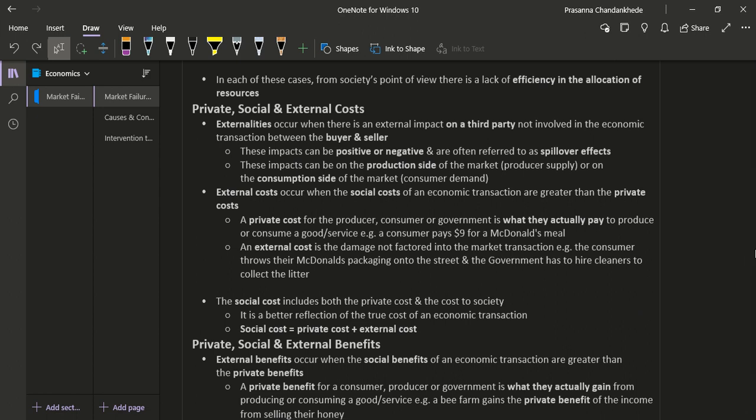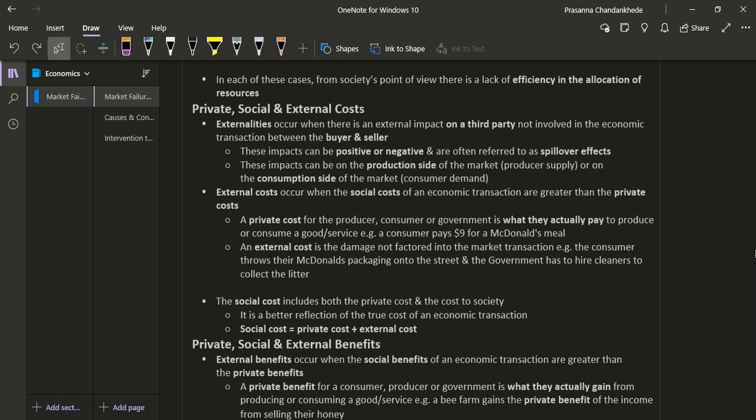Externalities occur when there is an external impact on a third party not involved in an economic transaction between the buyer and seller. These impacts can be positive or negative and are often called spillover effects. These impacts can be on the production side of the market or on the consumption side of the market.